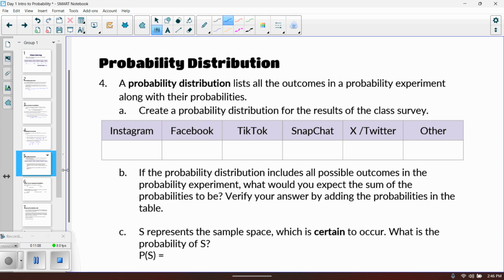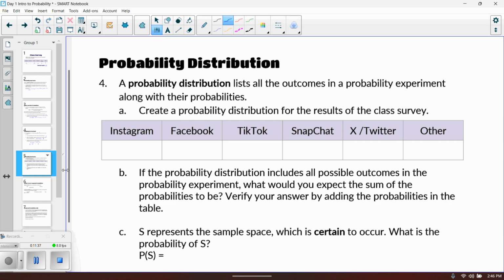So a probability distribution lists all the outcomes in a probability experiment along with their probabilities. So you can see across the top of this little bar here, it's got all of our outcomes: Instagram, Facebook, TikTok, so on. But now we want to create the probability distribution for the results of the class survey. So we're going to take basically all of these outcomes, and we're going to state what their probabilities are.